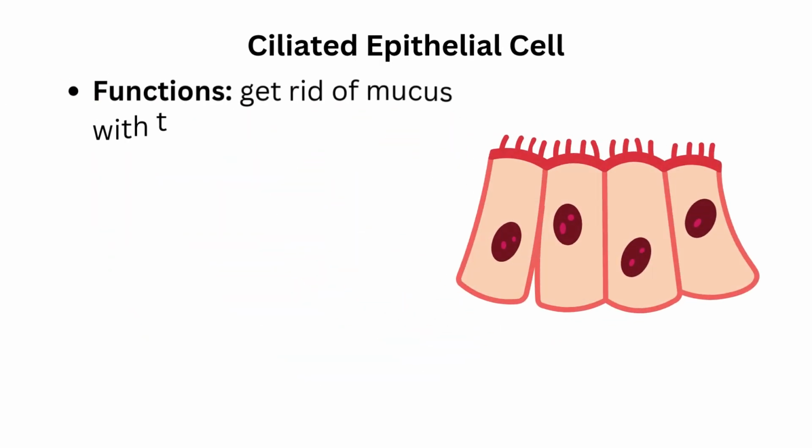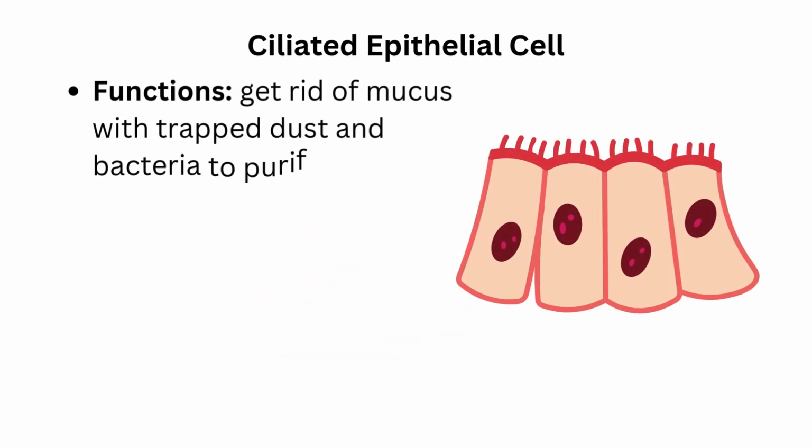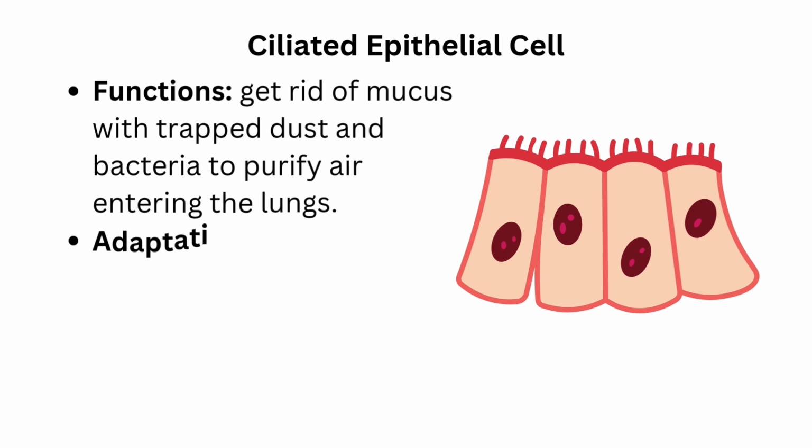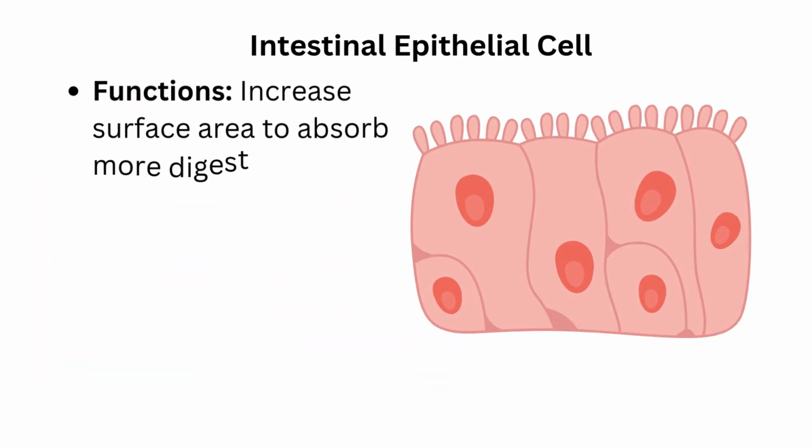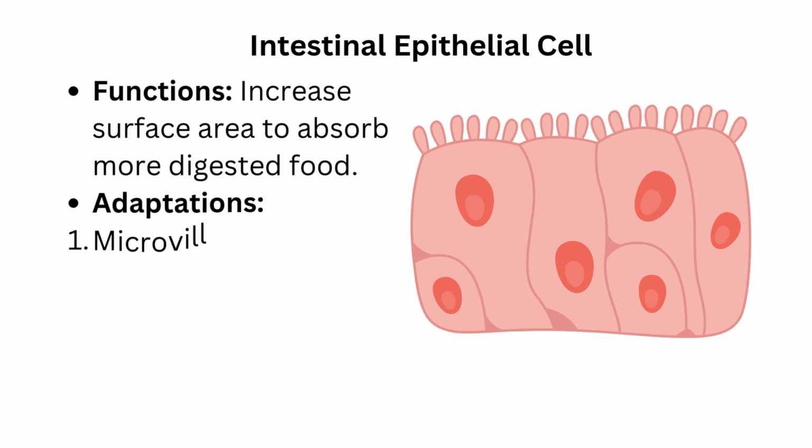The ciliated epithelial cell has cilia to beat upward to get rid of the mucus, which has trapped dust and bacteria to purify air entering the lungs. Intestinal epithelial cell with microvilli, they have thin epithelium to shorten distance for faster diffusion, and they are found in small intestine, and they also have microvilli to increase surface area to absorb more digested food.